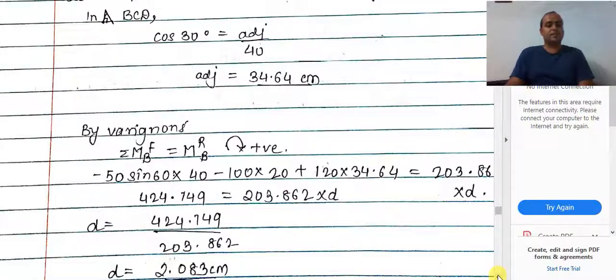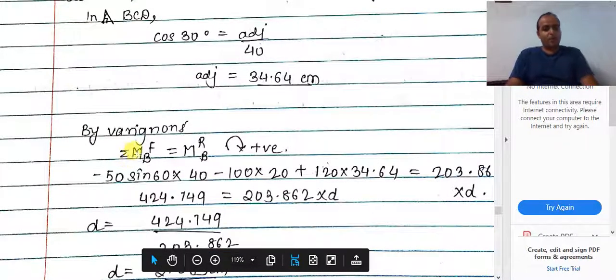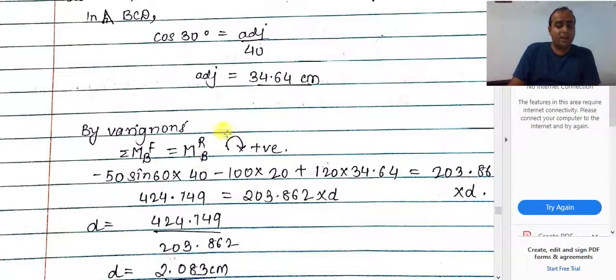By Varignon's theorem, the algebraic sum of moments of all the forces about B is equal to the moment of the resultant about B, to be taken in clockwise sense as positive. Again, my dear friends, in many reference books you can see anti-clockwise taken as positive. It doesn't matter at all. What matters is the final answer. I will be taking clockwise sense as positive, and in the entire calculations of engineering mechanics I have taken clockwise as positive. So now, minus 50 sine 60 into 40.